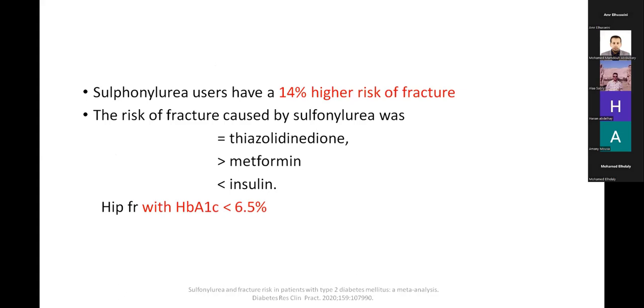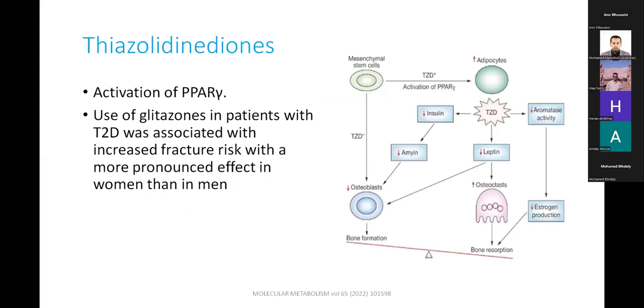This study shows that about a 14% higher risk of fracture was found with sulfonylurea users compared to other medication. It was almost equal to glitazone users, higher than metformin and lower than insulin. But interestingly, hip fractures in this study occurred more commonly in patients whose hemoglobin A1C was lower than 6.5. This means that the association between fracture and sulfonylurea use is almost all or nearly due to hypoglycemia.